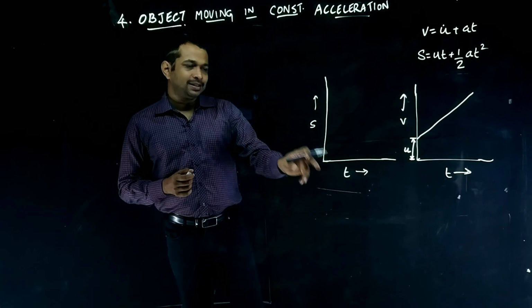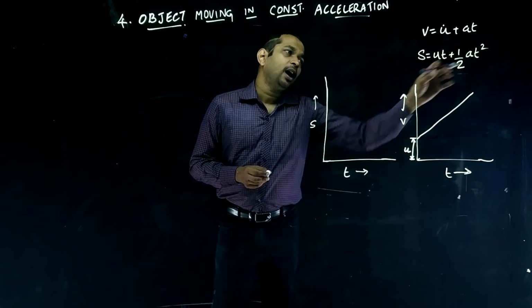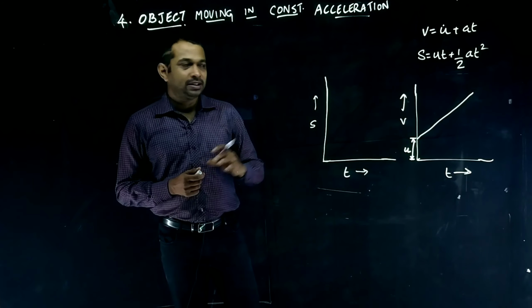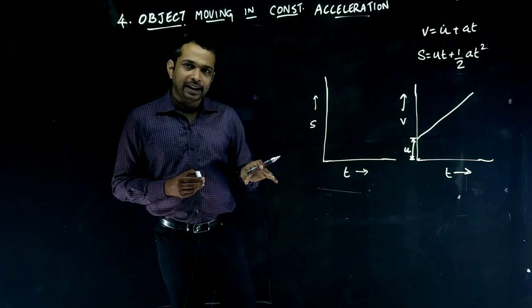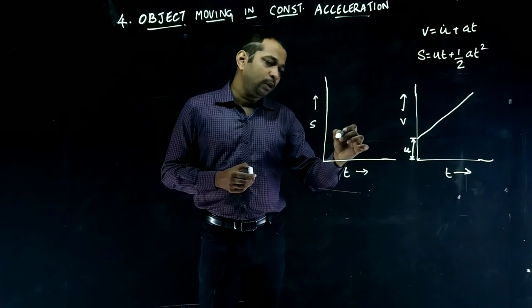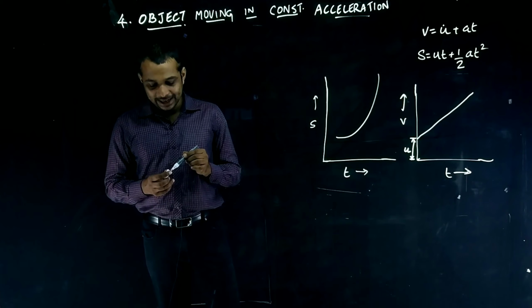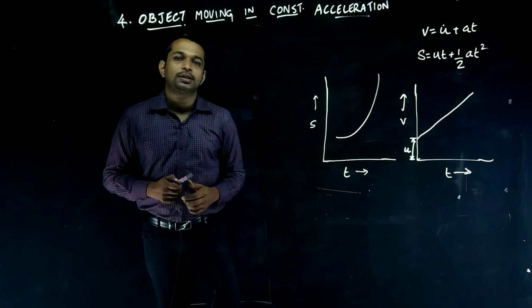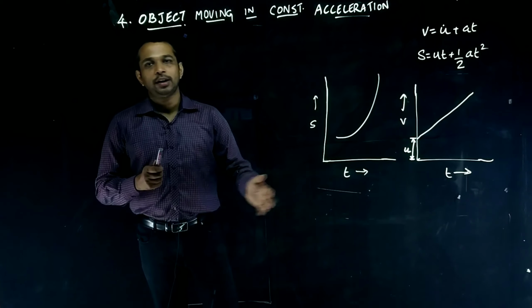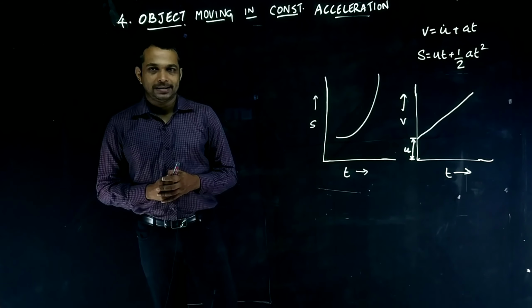And when it comes to the distance time graph, both ut and half at square have some value, but still this is a second degree equation, so the graph will look like a parabola only. The only change is that this parabola is not going to start from the origin because the object is already moving and it is not starting from rest. So these are the 4 different cases, and I hope you have understood how the distance and velocity time graphs are changing. So go through this video many times and keep the concept thorough, okay.